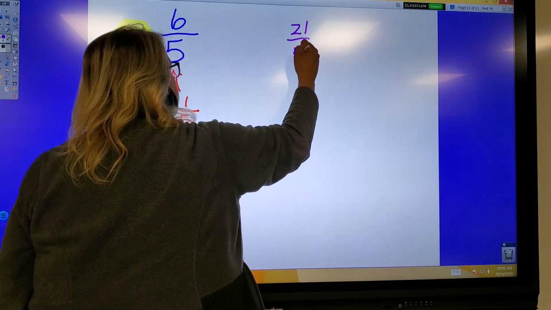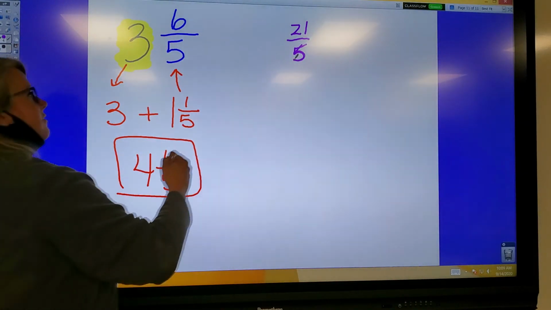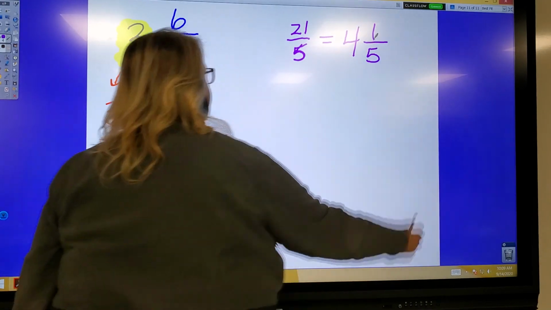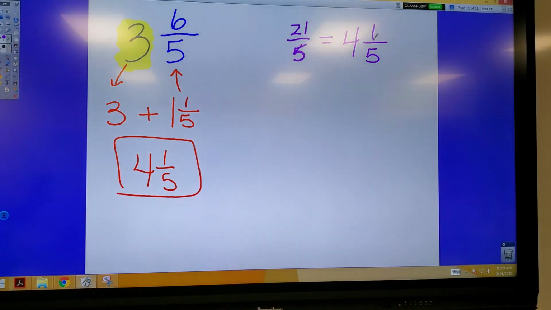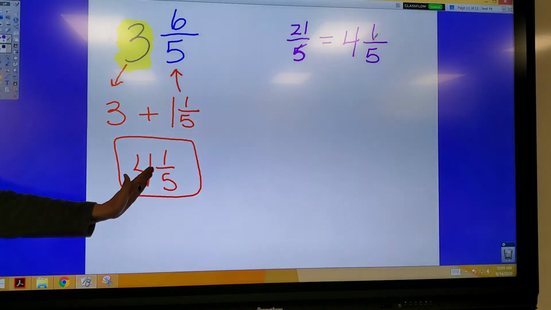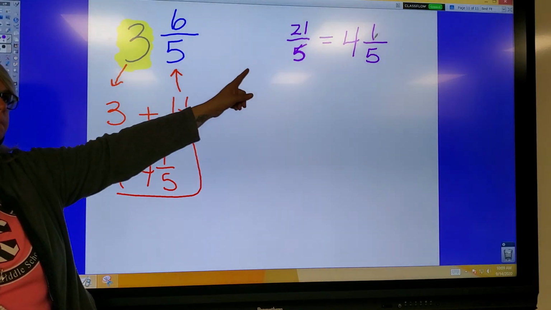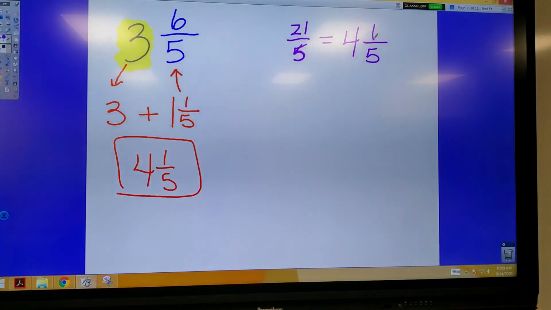21/5. 5 goes into 21 4 times. That's 20 with 1 left over. So that works also. So it's whichever method you prefer. You can leave it like this, which I think is the easiest, or you can change the whole thing into an improper fraction and then write it as a mixed number. So either way.